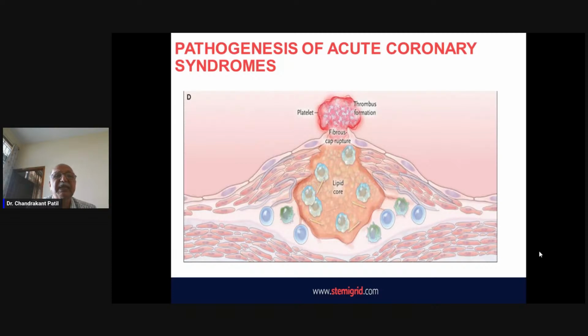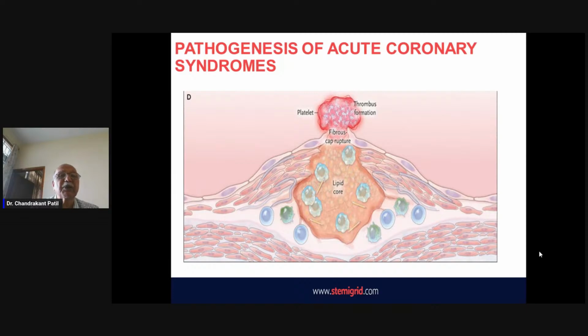When there is a thin fibrous cap covering that, due to shear stress and strain, as well as the inflammatory markers and inflammation, there can be a rupture of the plaque. Whatever contents come out, the tissue factor and so on, lead to activation of the platelets. They get aggregated, and along with the tissue factor, the coagulation cascade is initiated and thrombus formation occurs.